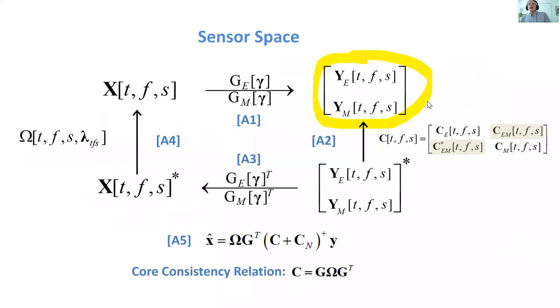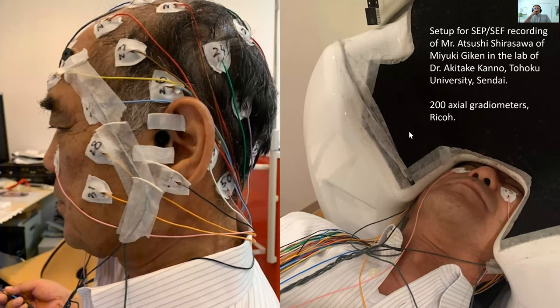So now we'll take a bit of a dive into the sensor space. And here we have our favorite distributor in Japan, Mr. Atsushi Shirasawa, and he is participating in a combined somatosensory potential and field recording in the lab of Dr. Akitake Kano of Tohoku University in Sendai.